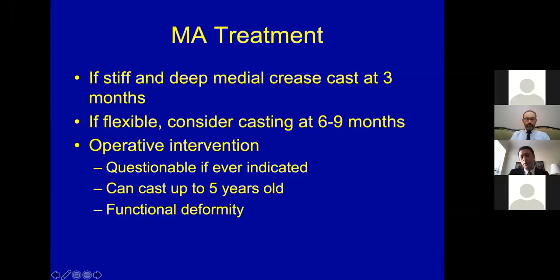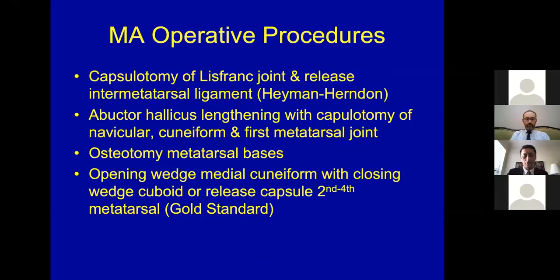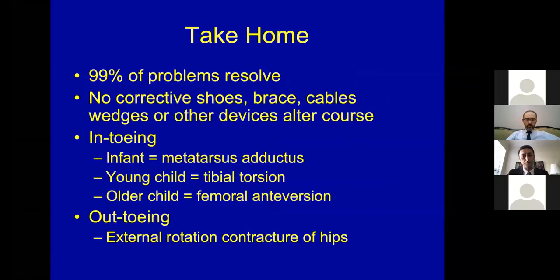Metatarsus adductus: if the deformity is mild to moderate, you can do casting for correction of the deformity, but operative intervention is only reserved for severe cases. Most of the time, either soft tissue release or foot osteotomies are used to correct the metatarsus adductus if it is the reason for the in-toeing gait.